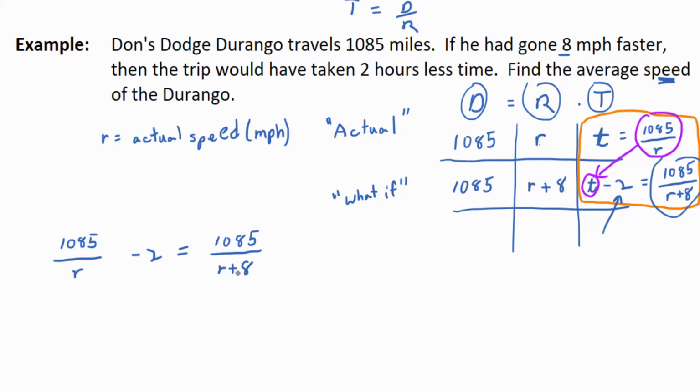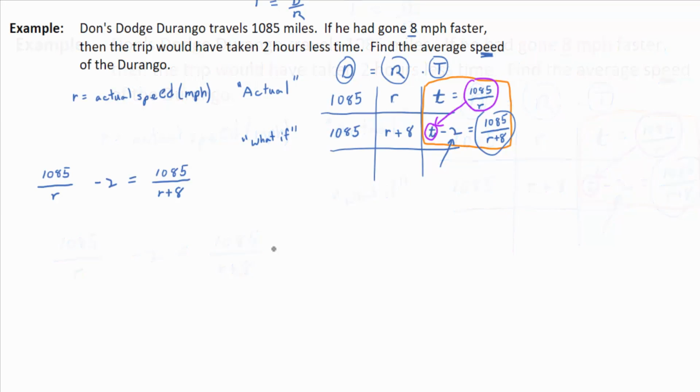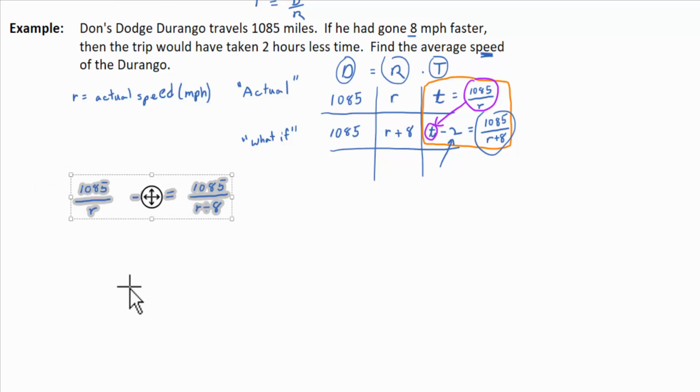The way to solve this is to multiply through by what? The LCD. Okay, what's the LCD? Okay. So let's multiply both sides by, it's not just r plus 8. What else do I need to throw in there? R. We have to multiply these two denominators together, don't we? So I'm going to multiply the left-hand side by r times r plus 8, and the right-hand side by r times r plus 8. Everybody see that?